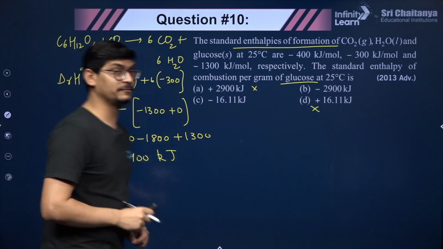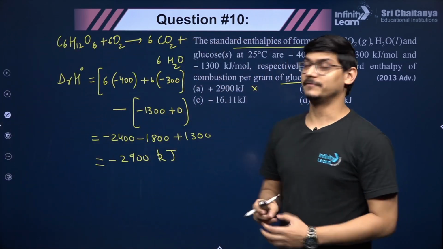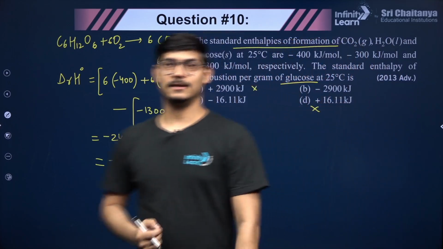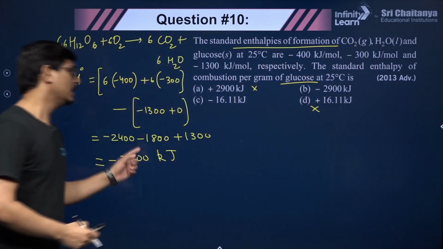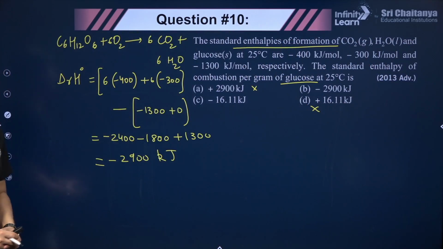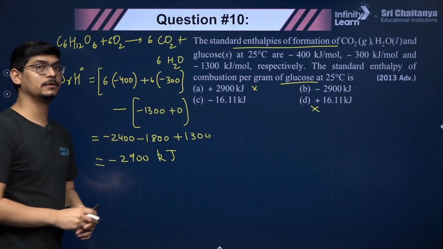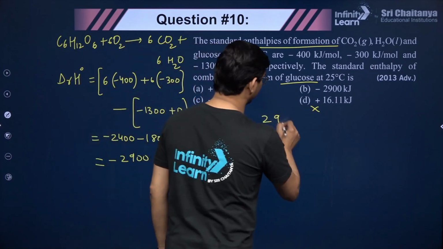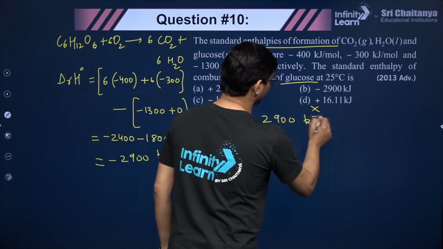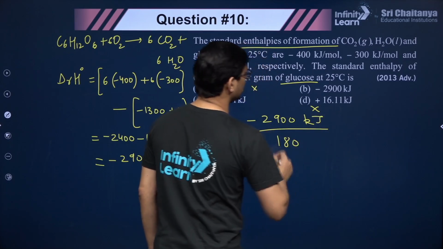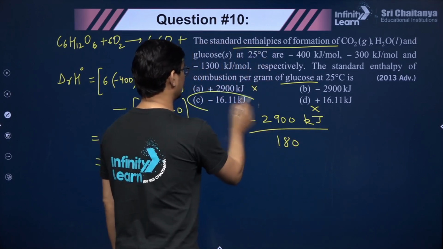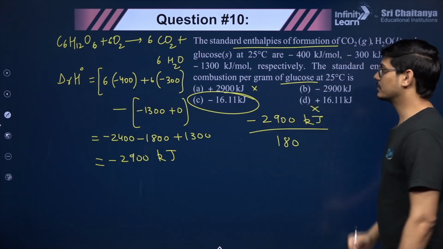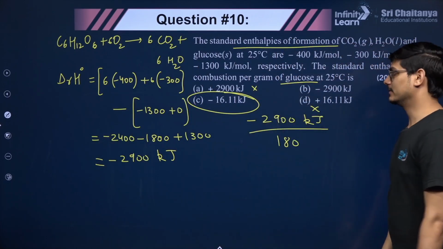But be careful, this is not the answer. Whenever you calculate enthalpies in reaction, they are always molar values, right? They are intensive, they are molar values. They have asked the enthalpy of combustion per gram. So we will divide it by the molar mass of the glucose. So 2900 kilojoule divided by 180. There is no doubt about it. The answer will come out to be minus 16.11. So that is how you solve such type of questions.